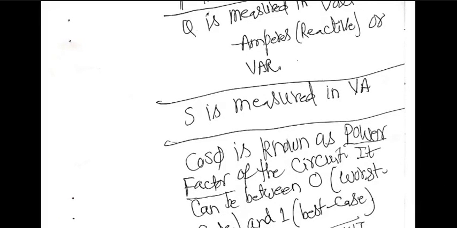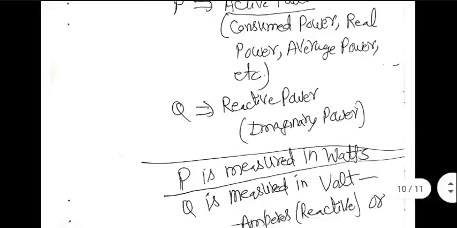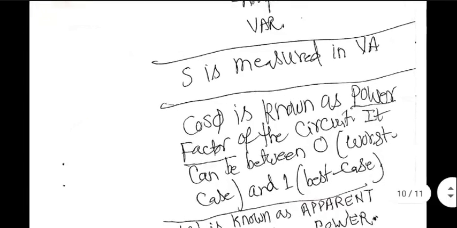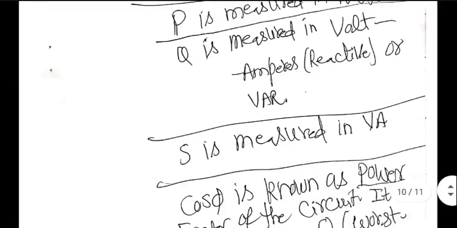Cos phi is known as load angle or power factor angle. Cos phi is known as power factor of the circuit. It basically tells you how much of the power is being converted to actual work. Maximum value of power factor is 1. Minimum is 0. When the load is purely resistive, power factor is 1.